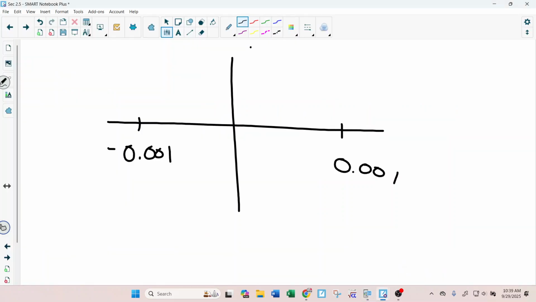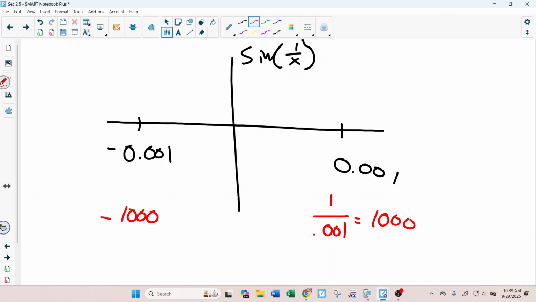Our function is sine of 1 over x. So when you put 1 over 0.001 in, this is like 1,000, right? This is going to be like a -1,000. So what does that mean? I look at it like this. That distance right there is 2,000. And do you remember the period of sine?